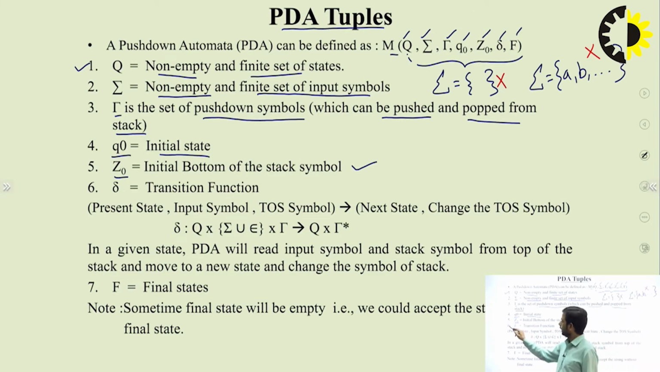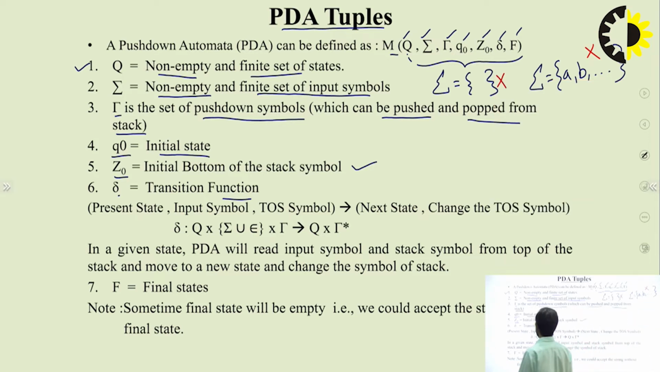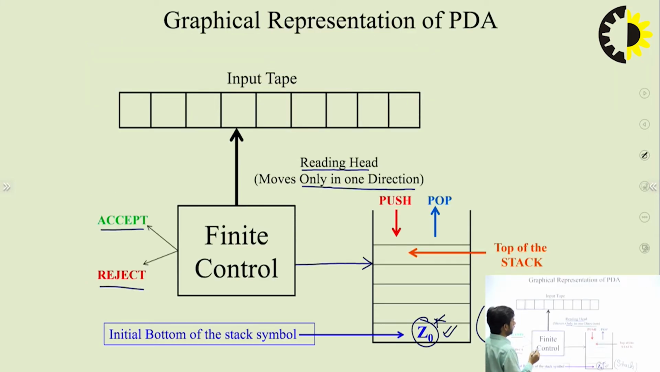Next, delta. Delta is the transition function. Here the transition function is defined such that there is some present state, an input symbol, and the top of the stack symbol.